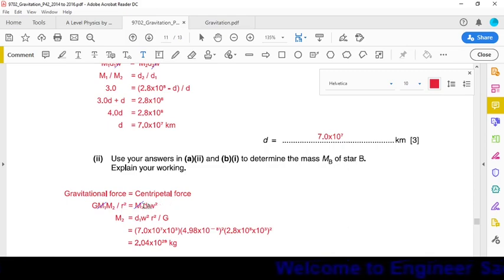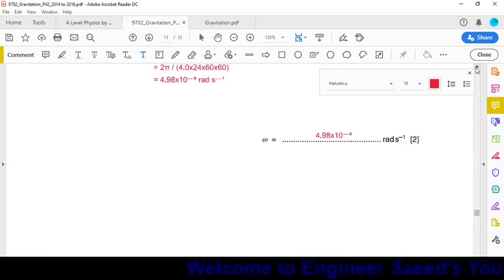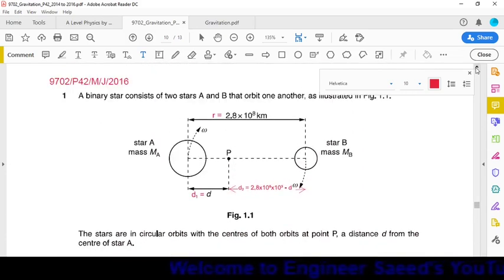Centripetal force is given as m r omega square, but in the case of centripetal force, this r is the distance from the fixed point, from the center to the star, the object that is moving around. Means for the centripetal force we have to consider this distance or this distance. If we are considering star A, then we have to take this distance. If we are considering star B, then we have to take this distance.